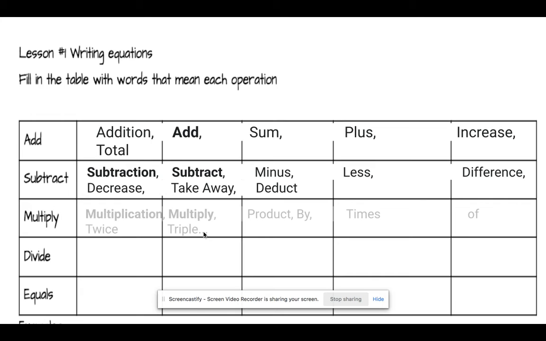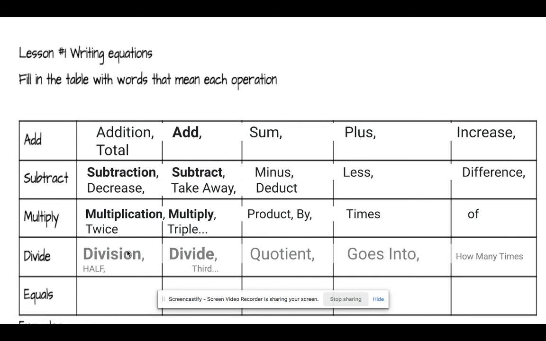Multiply. Multiply could mean multiplication, or you might say for multiplying, multiplication or multiply, product, by, times, of, twice, triple, 4 times, any kind of number. Of course, that would be times, could be in there. We'll use these often and we will do some examples. Stop the video, write multiplication.